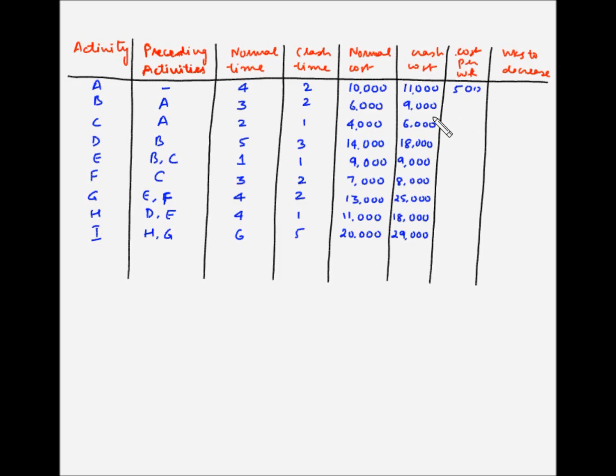For activity B, the difference is $3,000 and the time difference is 1 week. So 3000 divided by 1 is 3000. For C, the additional cost is $2,000 and the reduction in time is 1 week. So 2000 divided by 1 is 2000.